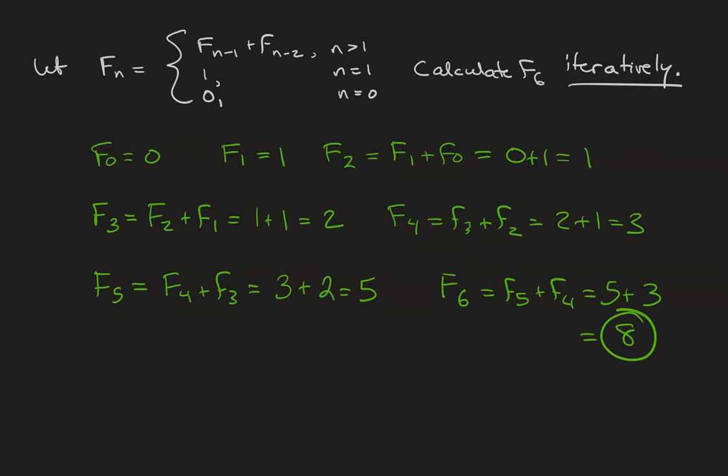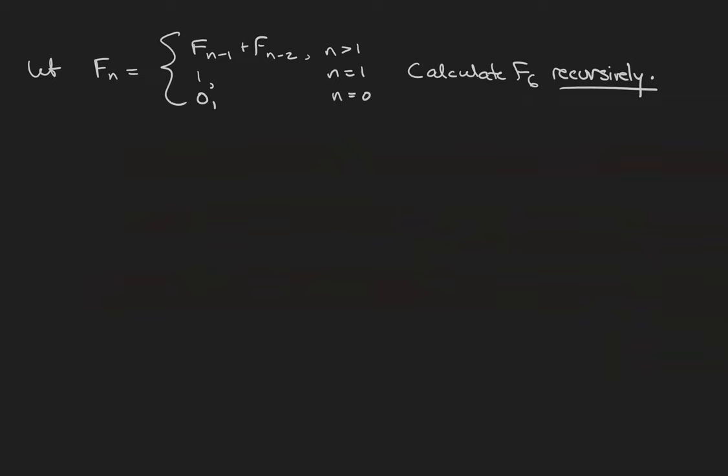Notice that the iterative calculation is simpler in terms of computation, but it does require us to store all of the values of the Fibonacci sequence. Next, let's see the recursive calculation. These calculations are going to be a little more complicated, but if we're thinking from the point of view of the computer, they save on computation space. So in the recursive calculation, we start with f6, which is equal, by definition, to f5 plus f4.